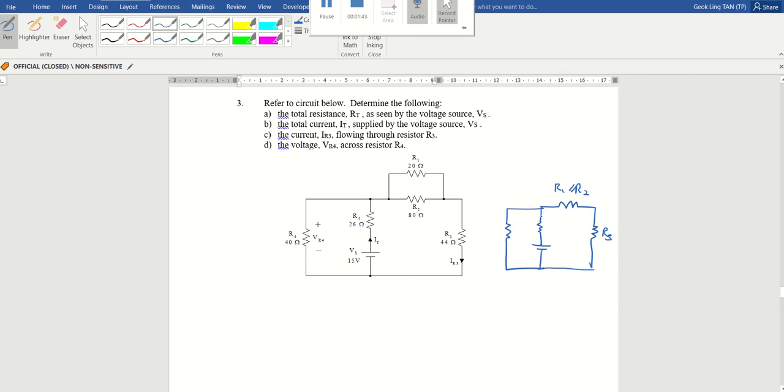So here we have R5, R4, and this is your Vs. On the right hand side, you have R1 parallel with R2 in series with R3. And because of these two points, you know the left and the right are in parallel. Okay, R4.